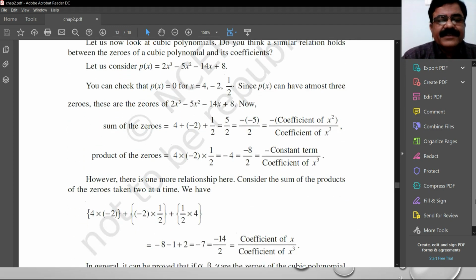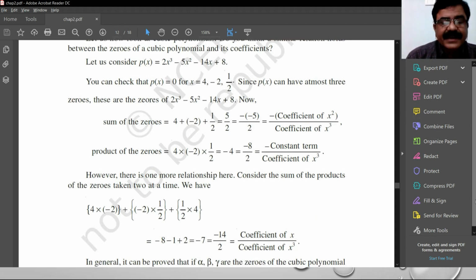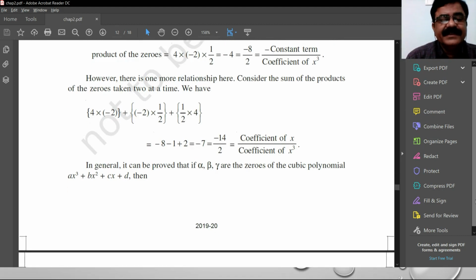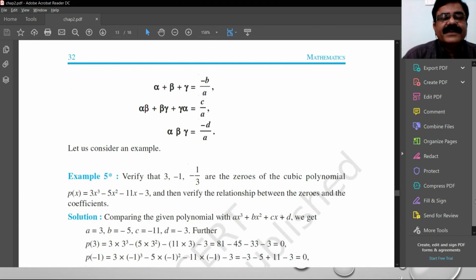However, there is one more relationship you can see here, and in general, it can be proved that if alpha, beta and gamma are the zeros of the cubic polynomial ax cube plus bx square plus cx plus d, then alpha plus beta plus gamma is equal to minus b by a. Alpha beta plus beta gamma plus gamma alpha is equal to c by a. Alpha into beta into gamma is equal to minus d by a.